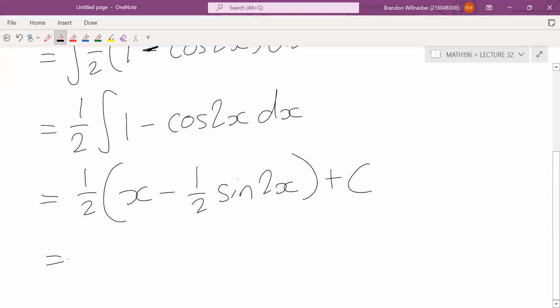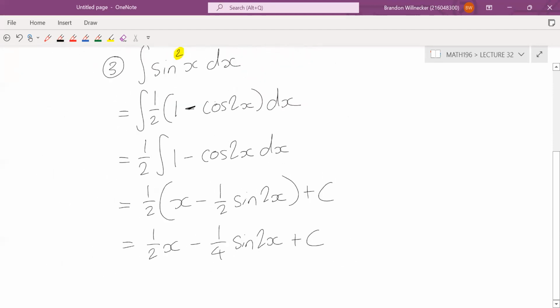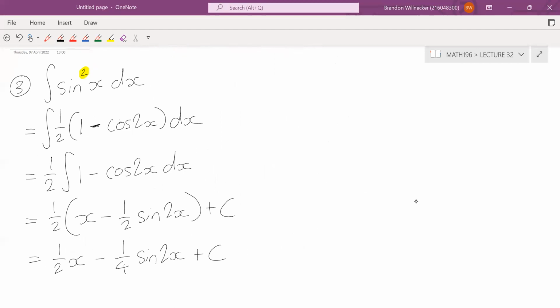Okay, and then we can distribute the half if you want to. We can write this as 1/2 x minus 1/4 sine 2x plus c. Okay, so you see it's very nice if we just have sine squared.